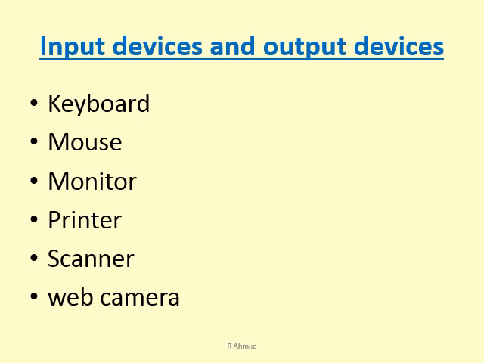Then we have web camera. The function of web camera is to capture the image. So you can say web camera is an input device, monitor is an output device. Don't get confused. Web camera is accepting the data in the form of image and then showing it in a digital form in your computer system.